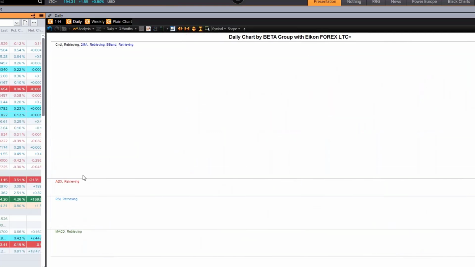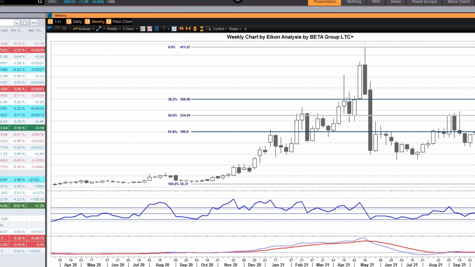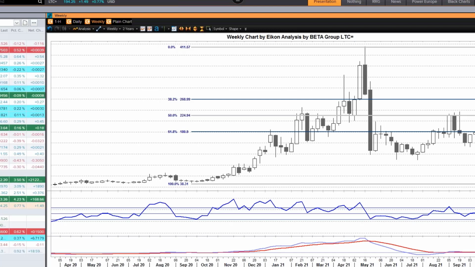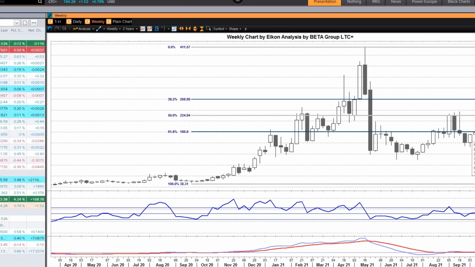Litecoin, I think the problem with Litecoin is it's so far below its high. You know, these others are all playing with these highs here, and we're so far below here, below 61.8. When we went down nearly 80% of the advance, this was catastrophic for the bull market here, and it always meant that it would be a big struggle to recover from that, and that's exactly what we're seeing. This one is lagging behind.